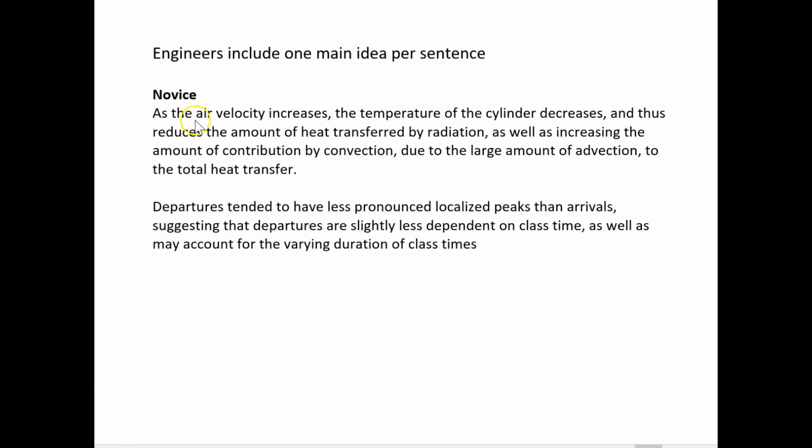In this first sentence, "as the air velocity increases, the temperature of the cylinder decreases, and thus reduces the amount of heat transferred by radiation." Right there, that's a complete idea. When we get to "as well as increasing," I'm not sure what the writer is referring to. Are they referring to when the temperature of the cylinder decreases, it increases the amount of contribution by convection? I believe that's what they're saying. This should be a period here, and the writer should try to really clearly explain what these relationships are.